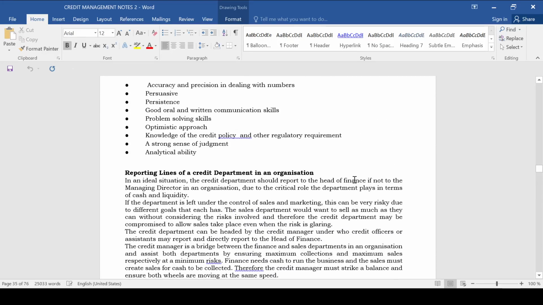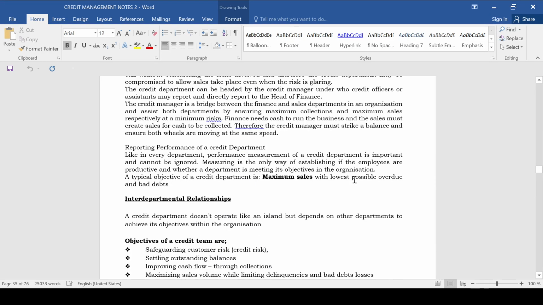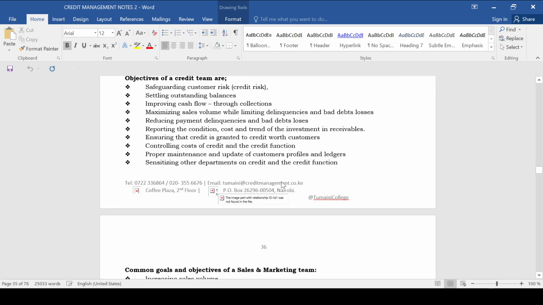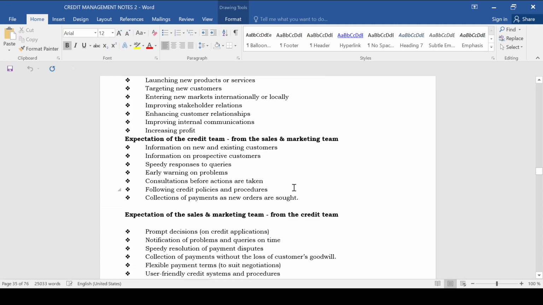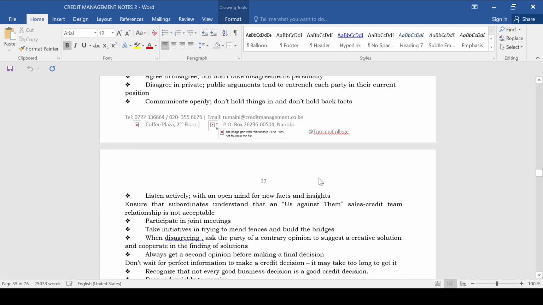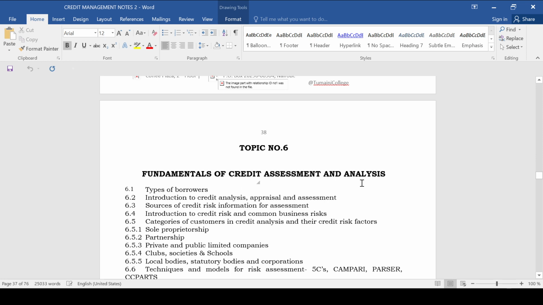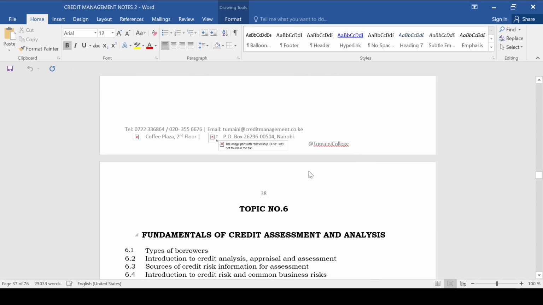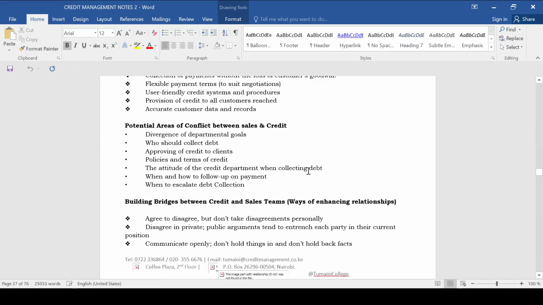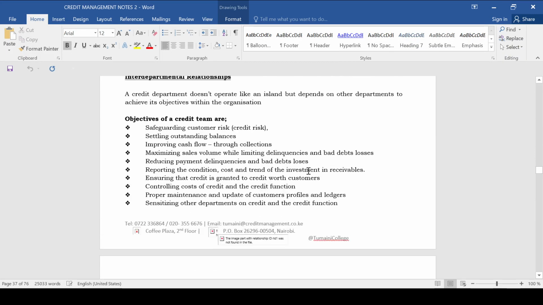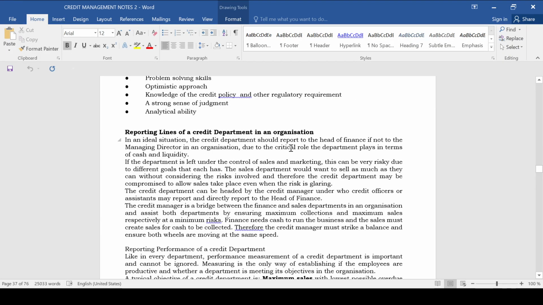God willing, next lesson we shall finish on interdepartmental. We shall also talk about expectations, and then after we are done with that topic, we'll be talking about fundamentals of credit assessment and analysis. I know you have covered it, but we will just talk about it also in this lesson. So I think the knowledge I've shared today is sufficient. You are able to answer a number of questions.